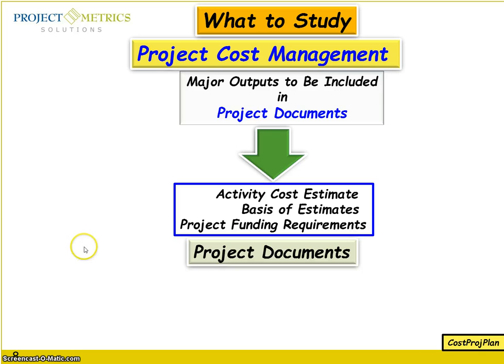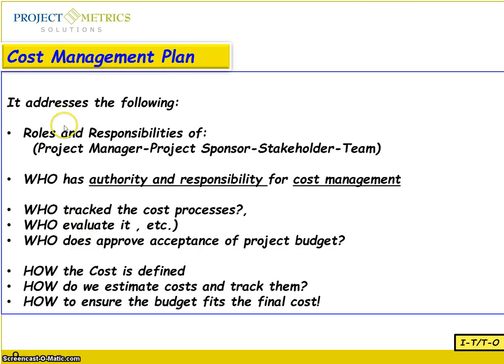Now, how are we going to get the cost management plan? The cost management plan addresses the following: the roles and responsibilities of the project manager, the project sponsor, the stakeholders, the teams; who has the authority and responsibility for cost management, who tracks the cost processes, who evaluates, who approves acceptance of the project budget, how the cost is defined, how we estimate costs and track them, and how to ensure the budget fits the final cost.